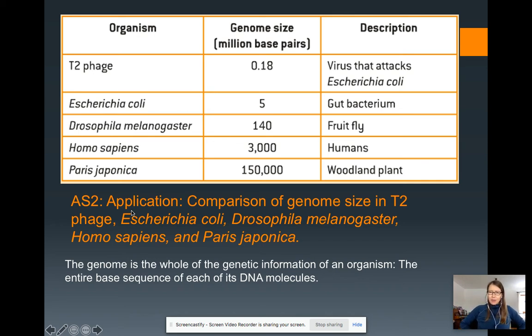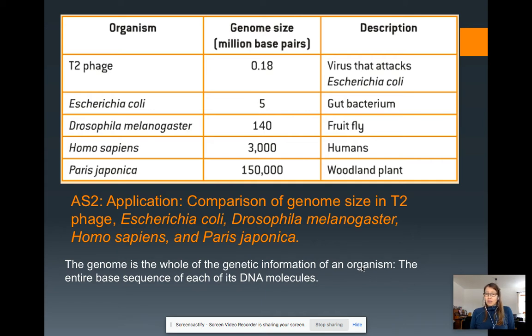Okay, in this screencast, the first thing I'm going to touch on is the comparison of genome sizes. So we already know that the amount of DNA in prokaryotic organisms is less than that in eukaryotic organisms. And IB wants you to be able to make some comparisons between species and how much DNA they have in their genome. So first of all, the definition of genome is the whole of the genetic information of an organism. Okay, so that's the entire nucleotide base sequences for each of its DNA molecules.